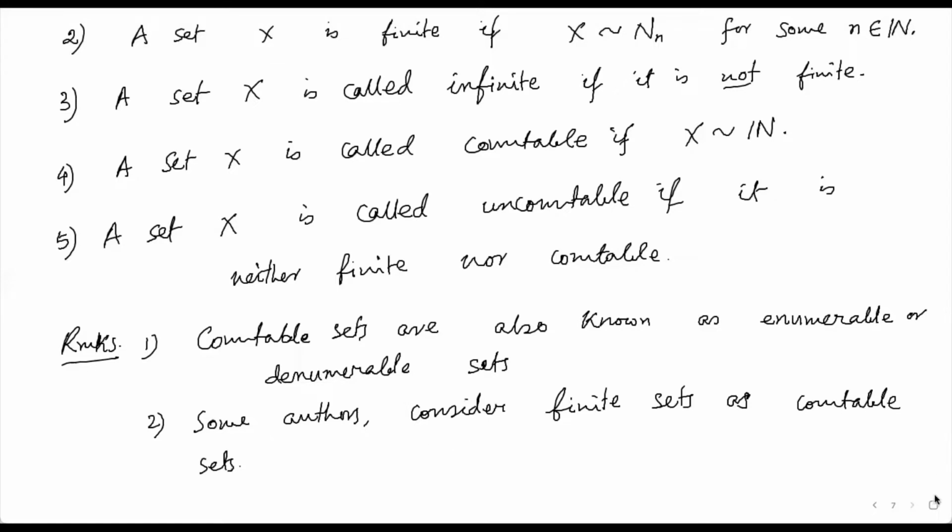Okay, now we have an example. Now we give an example of a countable set. So example: this is the set of all integers denoted by Z, which is equal to the set 0, plus minus 1, plus minus 2 and so on. Now, this is countable.